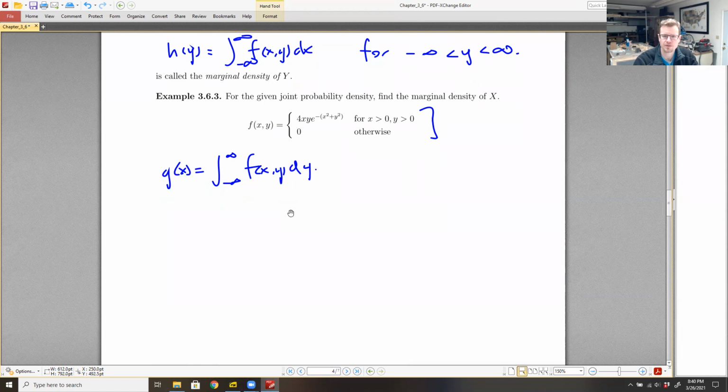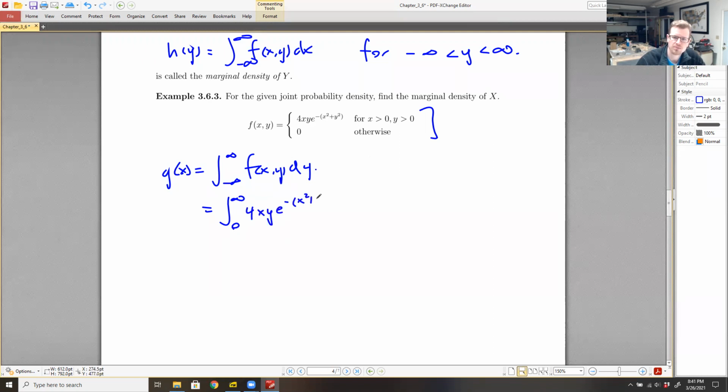But in this case, we're only considering y values greater than 0. So this is the integral from 0 to infinity. We are considering others as well, but it's 0, so we can essentially ignore it. Since we're looking at only where the function is actually defined, we are integrating x y e to the negative x squared plus y squared dy.